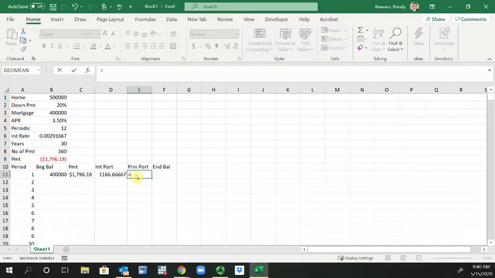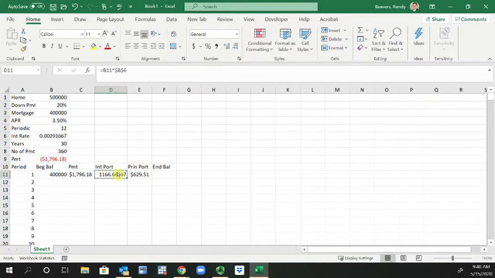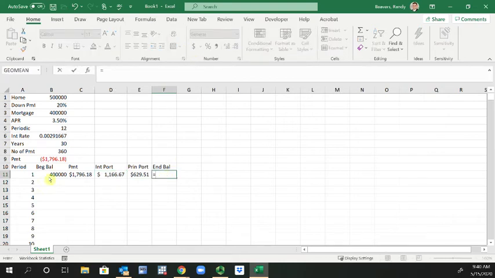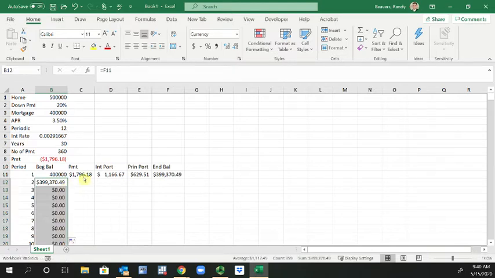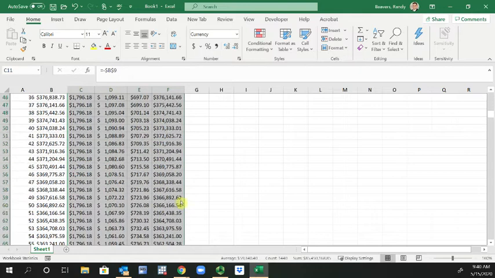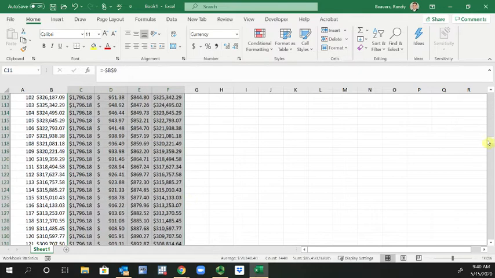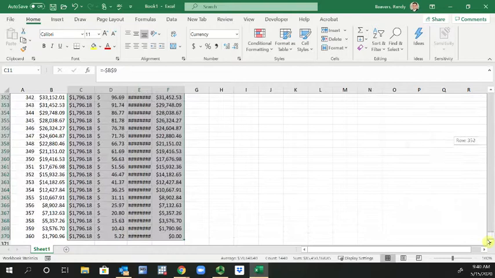So then the principal portion is equal to the difference in the payment and the interest. Make this dollar sign too. So then our ending balance is the beginning balance less the principal. The beginning balance for period 2 is the ending balance of period 1. Now I will send that down. Payment, interest portion, all the rest of this, I'll double click and send it down. So if I scroll all the way down, it should say roughly 0, which it does.